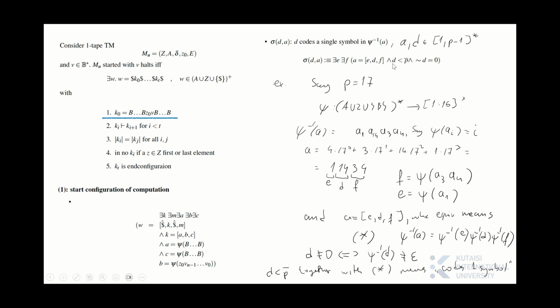So this only happens whenever d is less than p. So let's say if p is 17, we're discussing this example here. Let's say p is 17, right? Then let's say I have this psi that codes every symbol here, every string from 1 to 16, right? So some of the symbols here will get 2 digits. That's the idea. And I want to be able to say in LE when they are 2 digits.